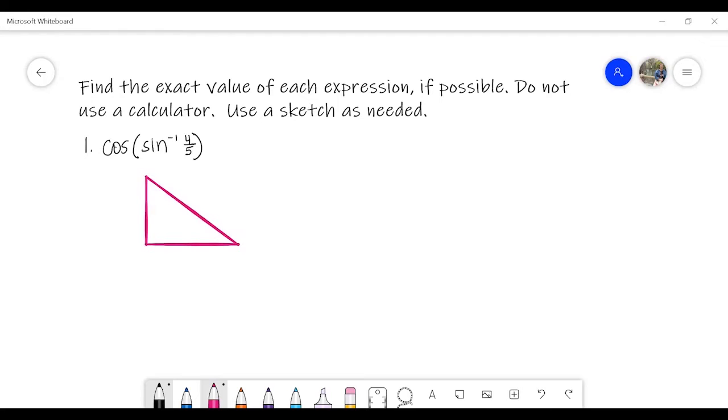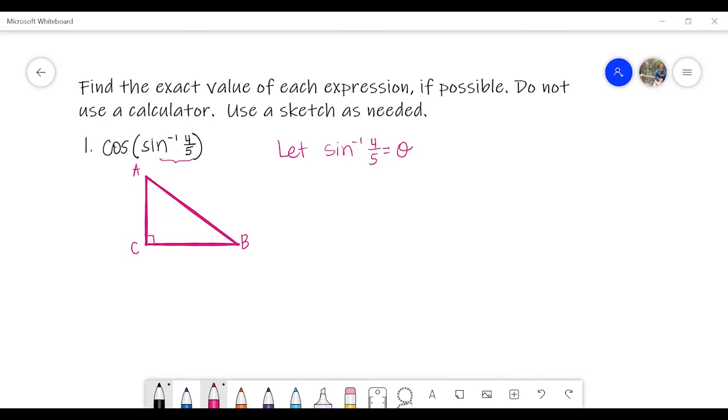So a right triangle, I would label A, B, and C. Usually C is our right angle. Again, nothing particularly special. And what you want to do is start by saying, let this inner function right here, the one that's representing an angle, right? So let sine inverse of 4/5 be equal to theta, because that's an angle, right?